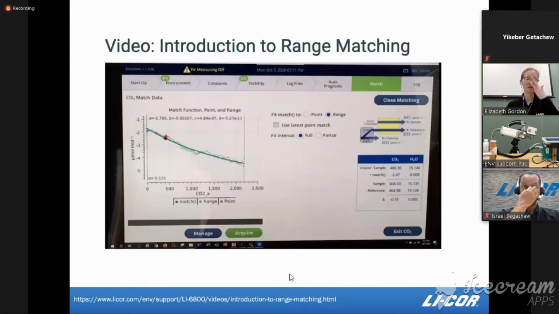If you're interested in doing range matching and thinking about range matching, we do have a video that talks about how to do it, what to do, what to consider, and things to keep in mind that might be particularly helpful to you. We'll also talk about range matching a little bit more as we go through the course.